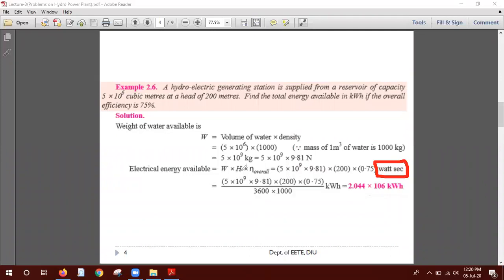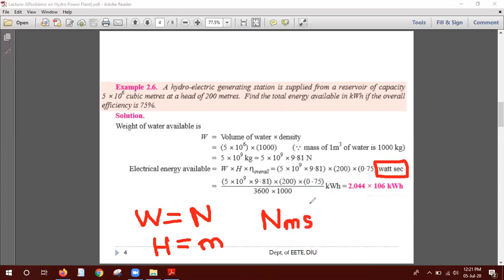You see that from W, H, and N overall, the unit of W is Newton. Okay, my student, W unit is Newton. The height unit is meter. That is 200 meter. So what will be the unit? The unit will be Newton meter. But what we need is Newton meter per second. That is the unit of what? One watt equals Newton meter per second.